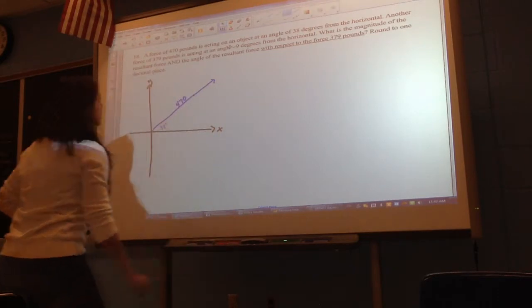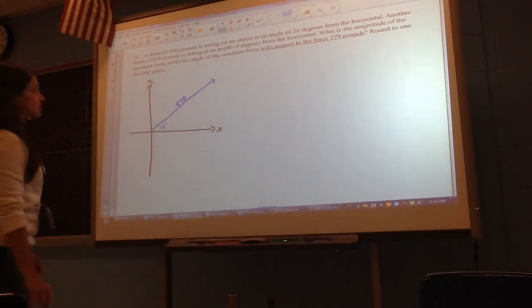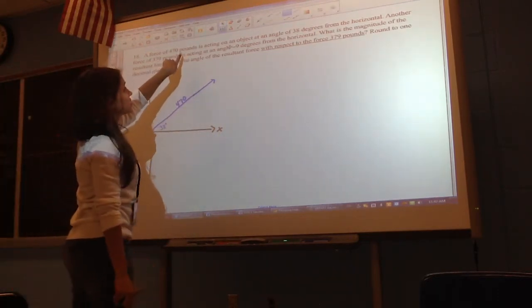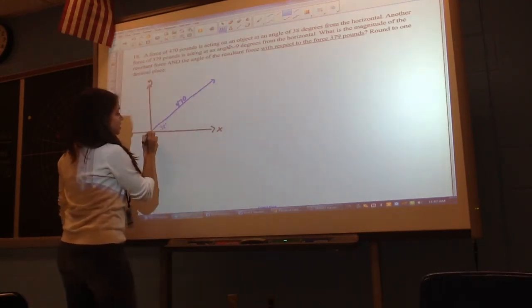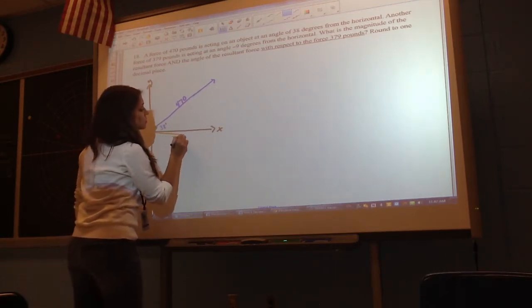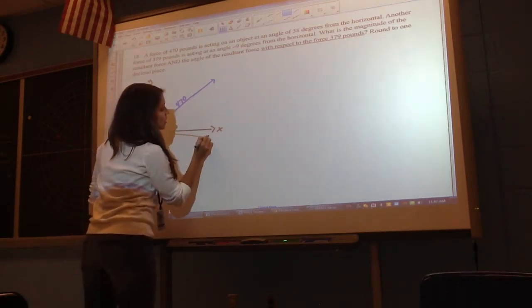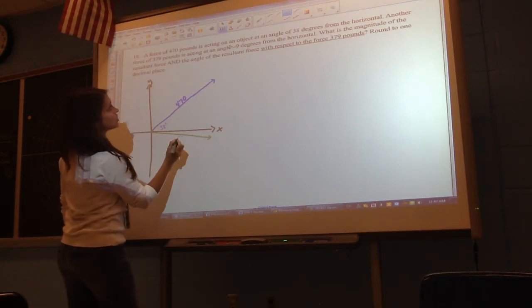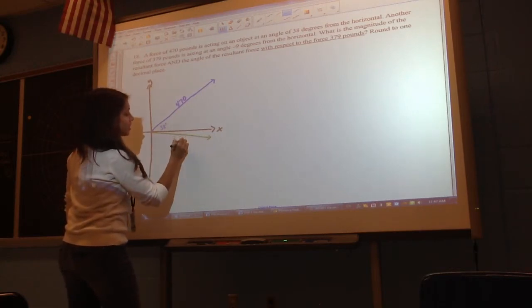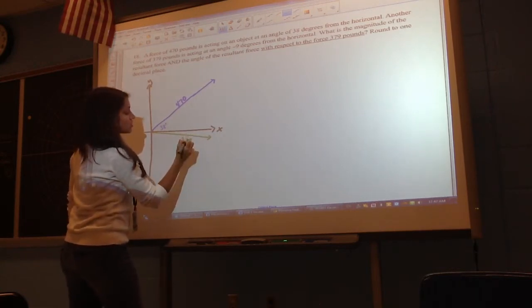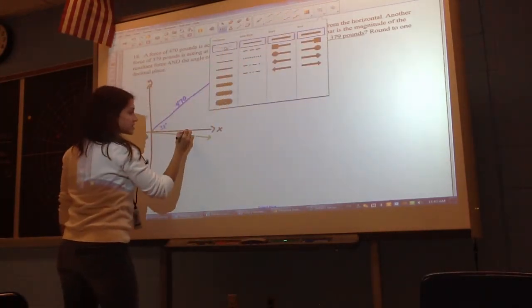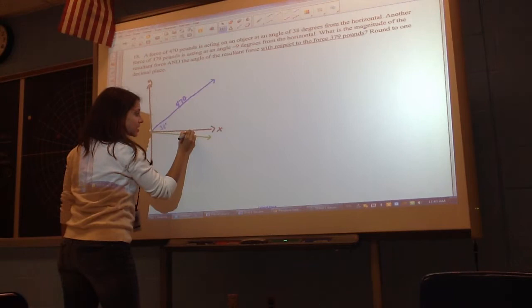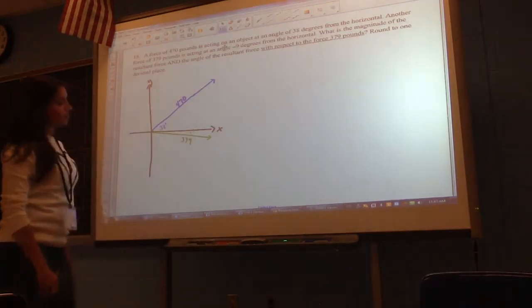And we have a second force of 379 pounds. It's acting at an angle of -9 degrees from the horizontal. -9 degrees, that is just below the horizontal. And again, it's a pretty large vector. It's 379 pounds. And this is -9 degrees.